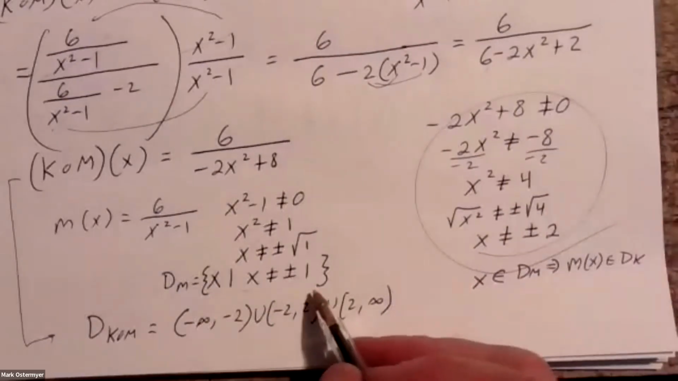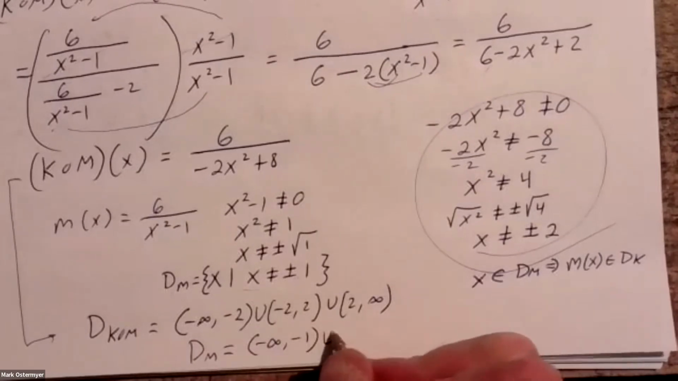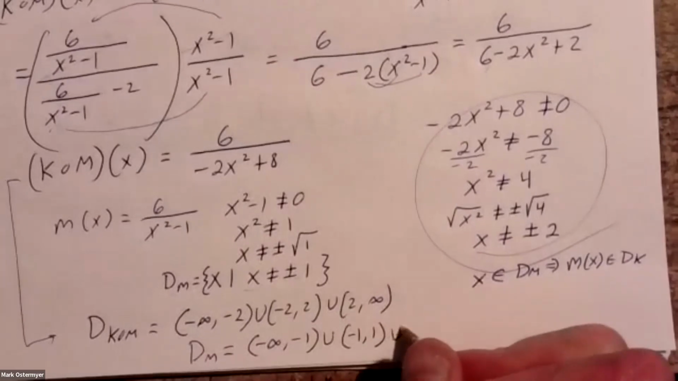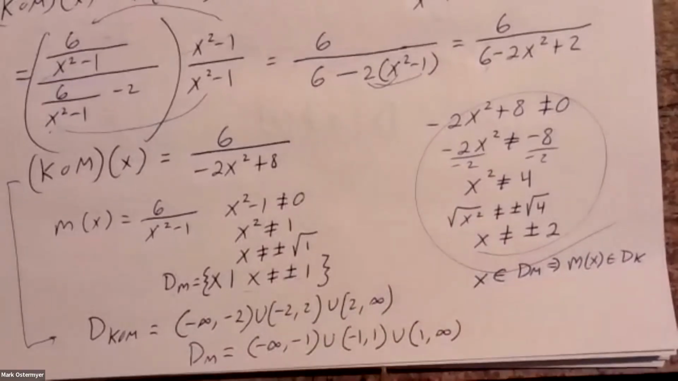Could you write out what the domain of m would look like not in set builder notation? Yeah. The domain of m in interval notation would be negative infinity up to negative 1, but not including negative 1, in union with negative 1 up to positive 1, not including positive 1, and in union with 1, not including 1, up to positive infinity. That would be the domain of function m in interval notation. This is saying all real numbers except 1 and negative 1.